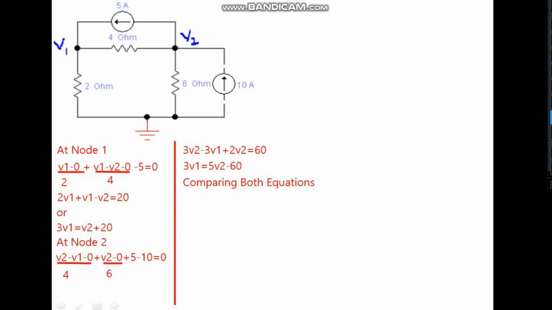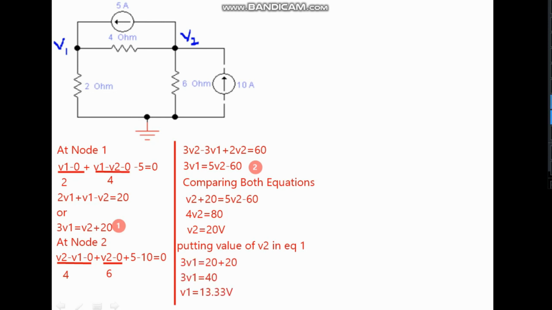Now we'll compare the values of 3V1 from the equation from node 1 and from node 2. Upon comparing both equations, we obtain the value of V2, that is 20 volts. When we put the value of V2 in any of the equations, we'll put it in equation 1 in this case, the value of V1 will be 13.33 volts. These are the nodal voltages we had to calculate.